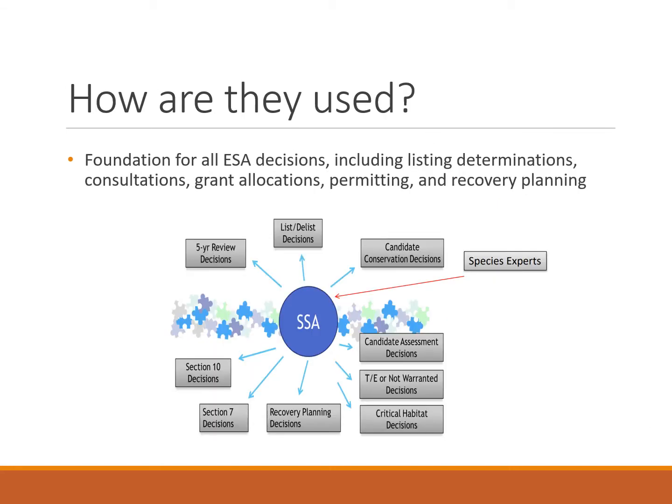So how are SSAs used? Well, Fish and Wildlife uses them as a foundation for all the Endangered Species Act decisions they make regarding that taxon. So this includes listing determinations, consultations, grant allocations, permitting, recovery planning, anything that is dealing with a U.S. Fish and Wildlife decision regarding that taxon is really based strongly on the scientific report.